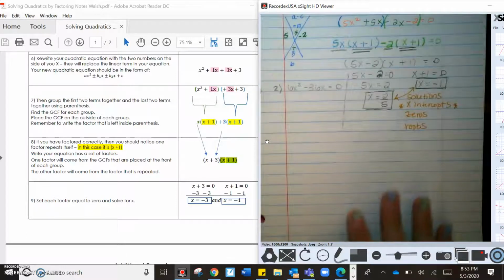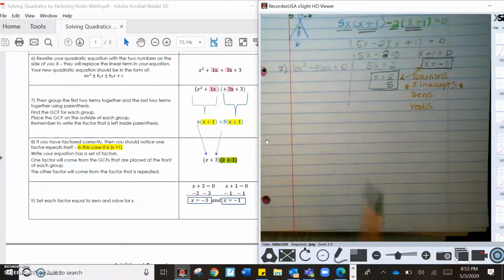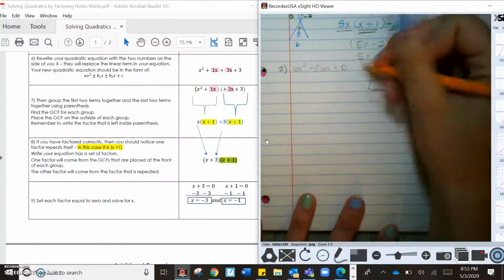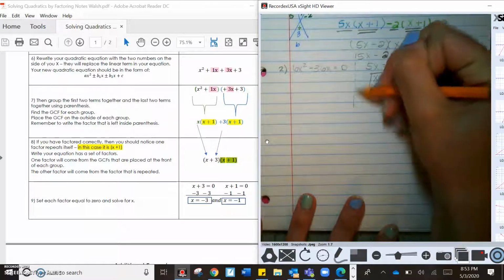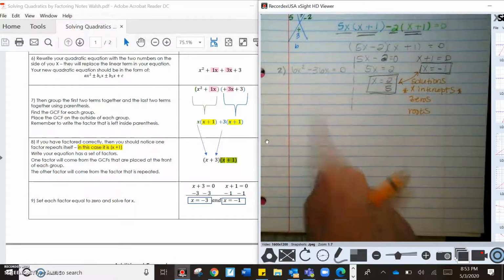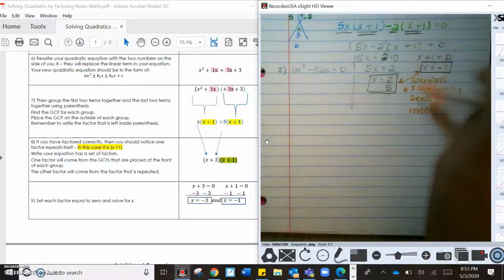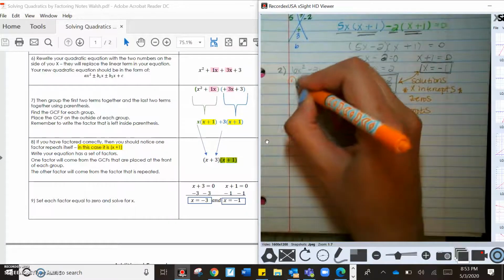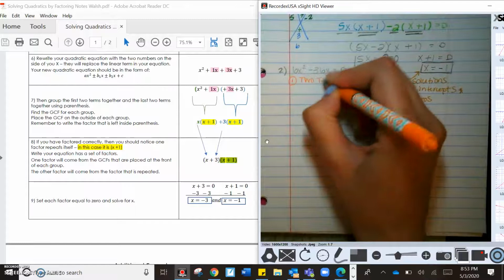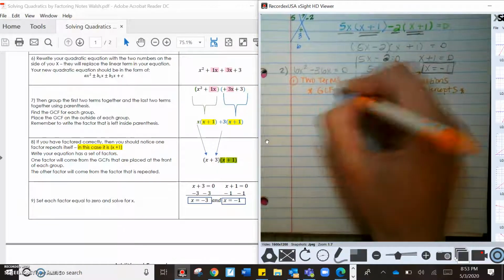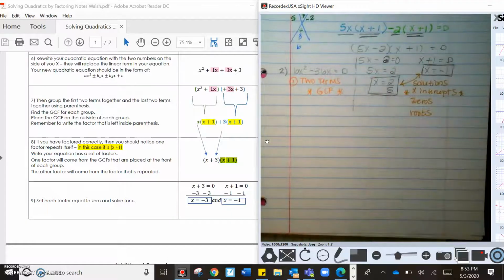Let's continue with example number 2. With example number 2, we should notice that there are only two terms. When there are only two terms, the first question we're going to ask ourselves is, is there a GCF? So when there are two terms, there must be a GCF. Otherwise, it's going to be very difficult to solve.